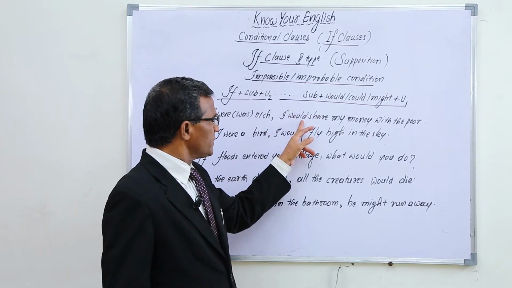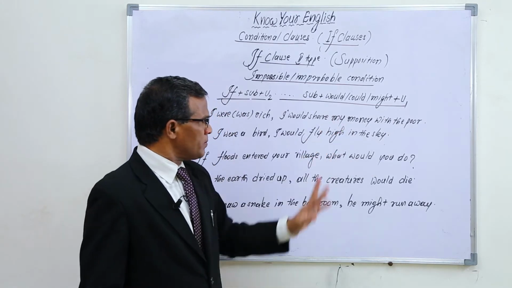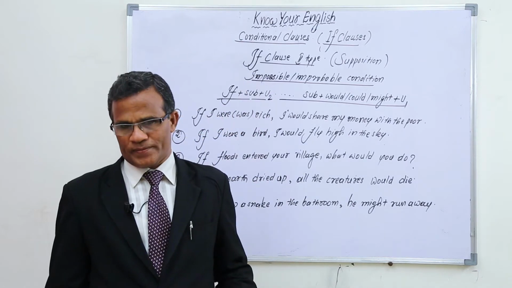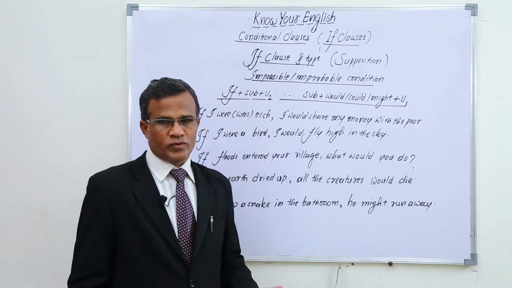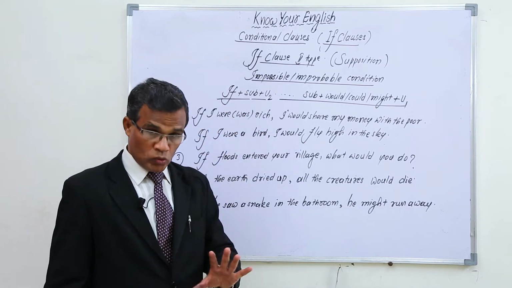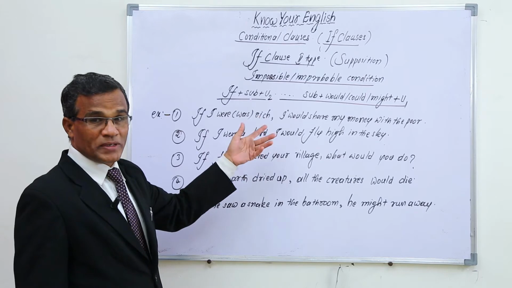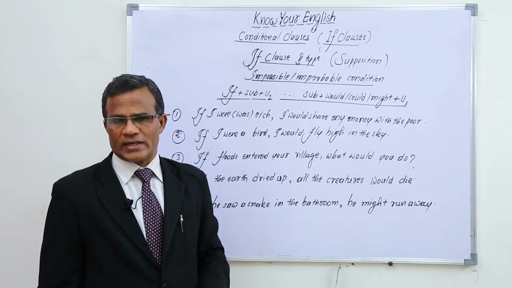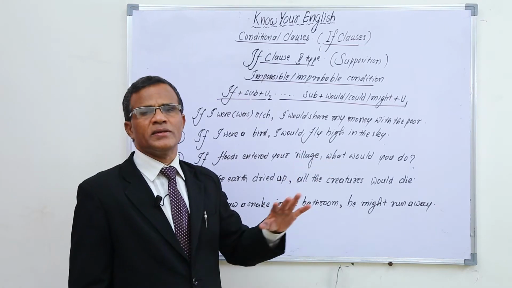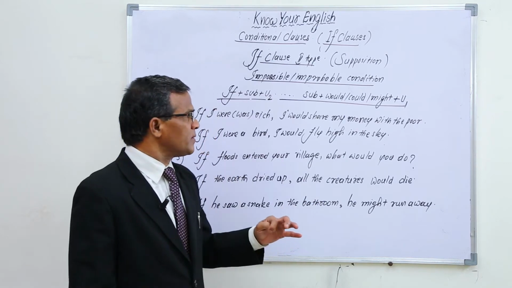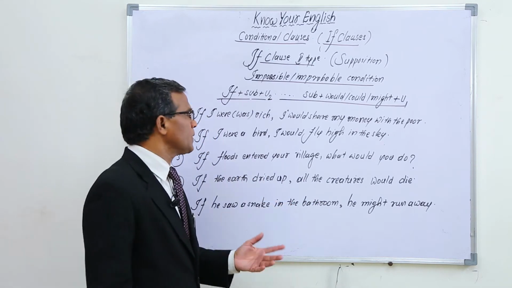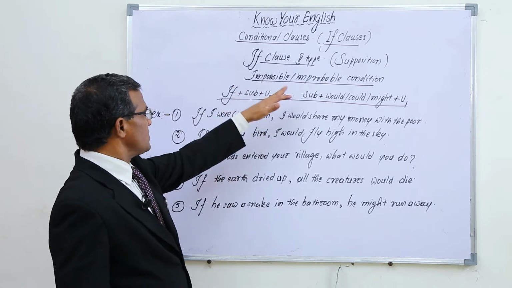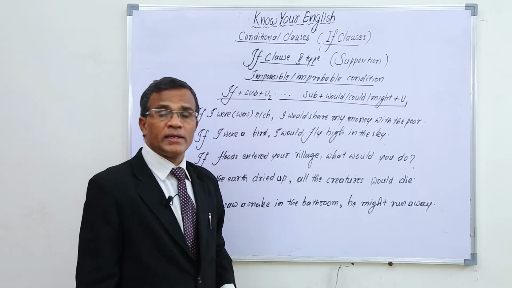I would share, V1, I would share my money with the poor. It means I am not rich, and really there is no chance for me to become rich, and I cannot share my money with the poor also. Suppose if I were rich, if there is a chance for me to become rich, what would I do? I would share my money with the poor. There is no possibility to happen. It is simply supposition, or improbable condition, impossible condition. So for impossible, improbable conditions, suppositions, we use this structure. If I were rich, I would share my money with the poor.